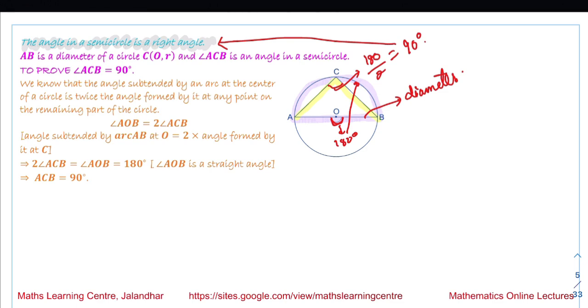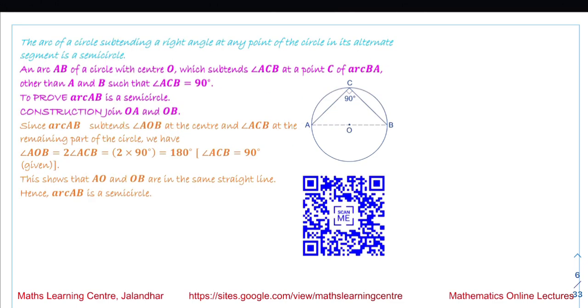Now the next result we have is: the arc of a circle subtending a right angle at any point of the circle in its alternate segment is a semicircle. So this is just like the converse of the previous theorem. Here we are given this angle is 90 degrees, and we have to prove that this arc that is subtended over here, this ACB, is a semicircle.